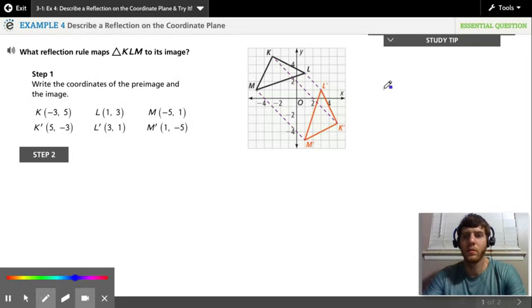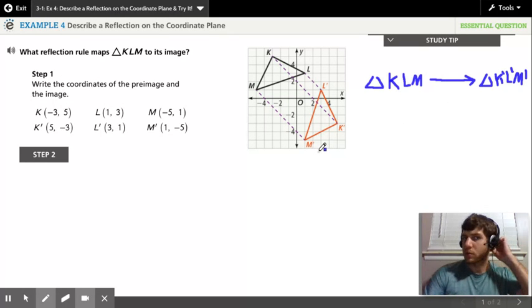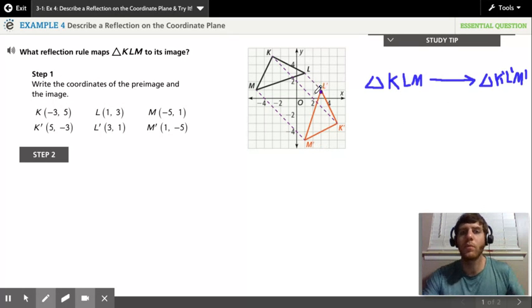Right, so we have triangle KLM. We're reflecting over some line, some sort of reflection here, and that's leading us to triangle K prime, L prime, M prime. We need to figure out what that reflection is. So what we're going to do here is look at L and L prime, and we're going to have to find the midpoint of two of these. Because remember, the line of reflection is halfway between the original point and its image, the pre-image and the image. So if we look at L and L prime here, let's find the midpoint of L and L prime.